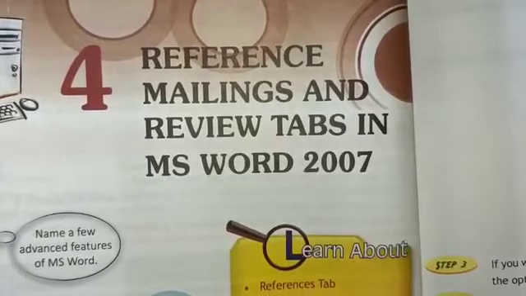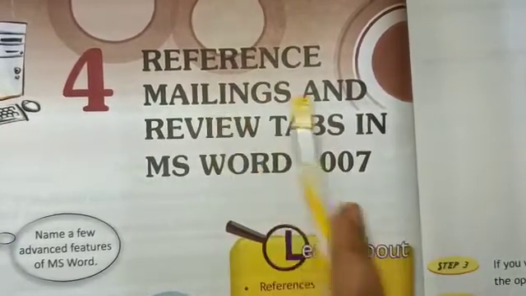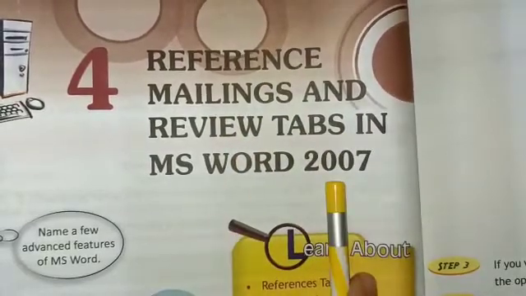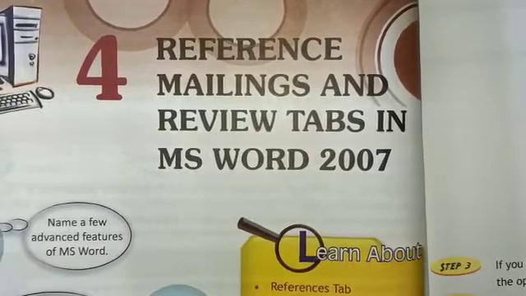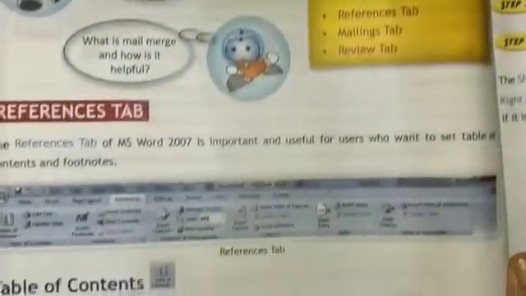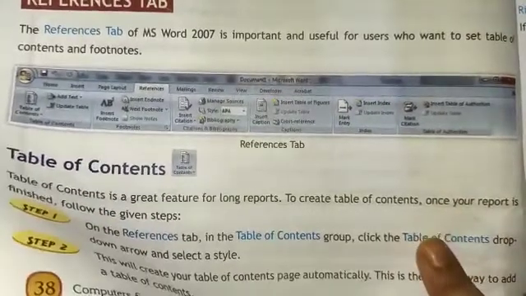In this video, we will discuss lesson 4 of class 6. The lesson name is Reference, Mailings and Review Tabs in MS Word 2007. In this lesson, we will discuss the References, Mailings and Review tabs of MS Word 2007. Now, let us open page number 38.